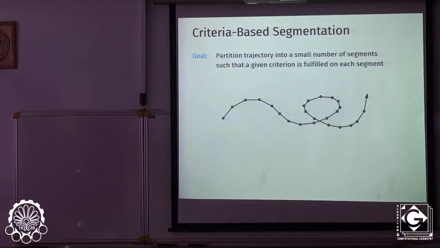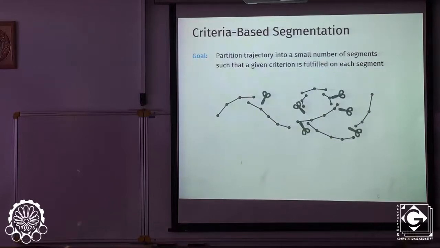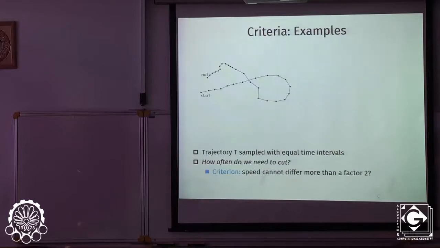In terms of pictorial representation, this could be my trajectory. And now I want to cut it. Here maybe the criterion was heading, so direction of movement. We would want to make sure that on any of these segments, it more or less moves in the same direction. Here are a couple of examples of how this could look. Let's assume this is a trajectory and the sampling is uniform over time. If you look at this trajectory, you can read off how fast the object moved. Here it moved slowly, and here faster, here very fast, and then again slow.